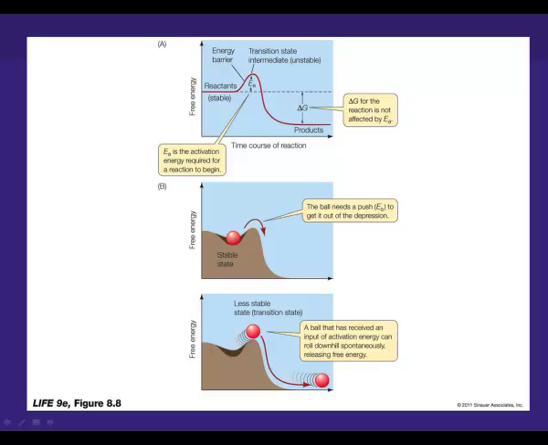This slide shows the effect of an enzyme on an exergonic reaction and illustrates how enzymes change the activation energy that is required for a reaction to proceed, but do not change the overall delta G. So how are enzymes able to do this?